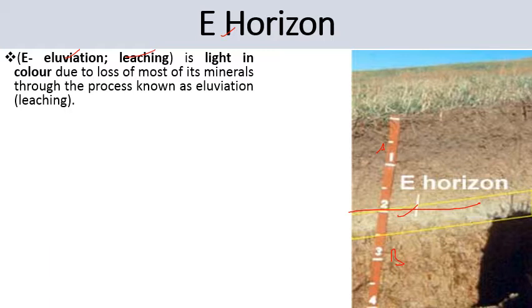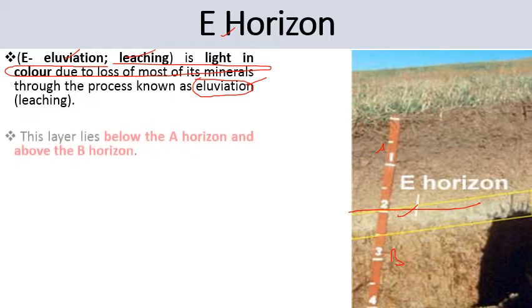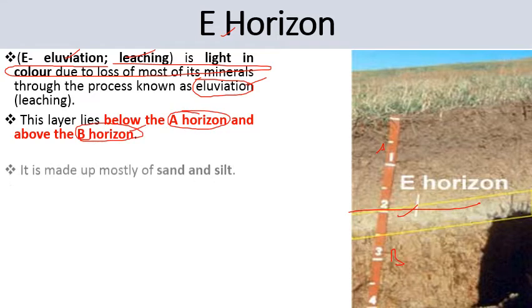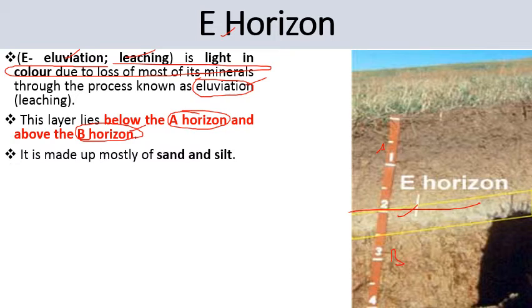So this layer is light in color due to loss of most of its minerals through the process known as alluviation. So जिस process से ये leach out होते हैं, that process is known as alluviation or leaching. And this layer lies below the A horizon and above the B horizon. So it is the layer which forms the junction between these two horizons, and it is made up of mostly sand and silt. And as we know that जो sand और silt है इसमें जो particle size है that is much greater. So the water and minerals get easily percolated from this layer, this horizon.